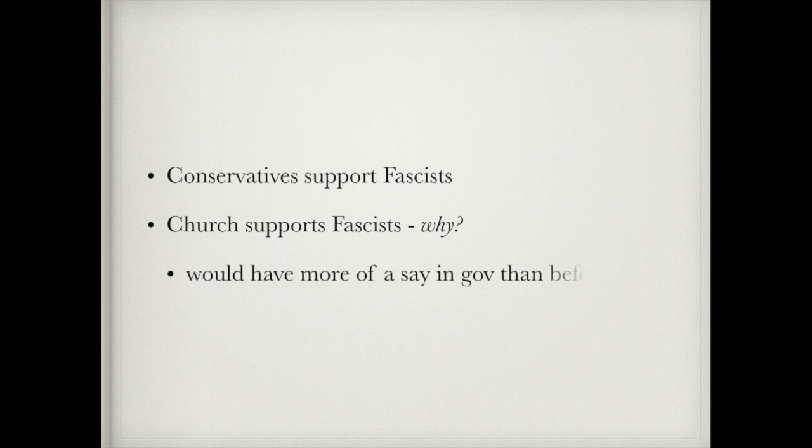Okay, so why would the Catholic Church support fascism? Well, if they align themselves with the fascist political group and the fascist political group eventually has control of the government and it becomes a one-party system, the Catholic Church then would have more of a say in the government than before. So they would become more influential in domestic and foreign policy of Italy.